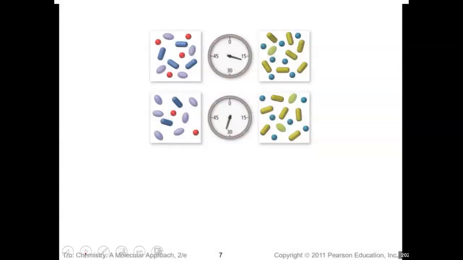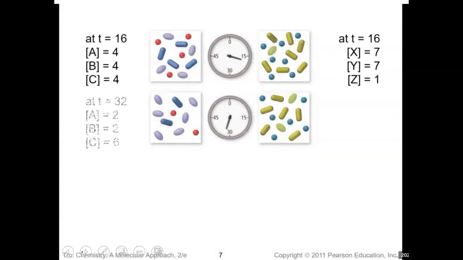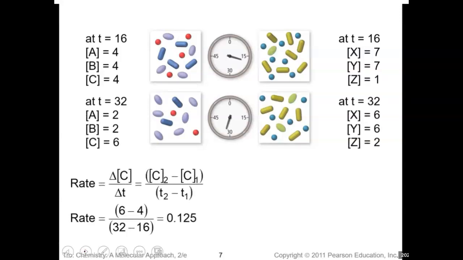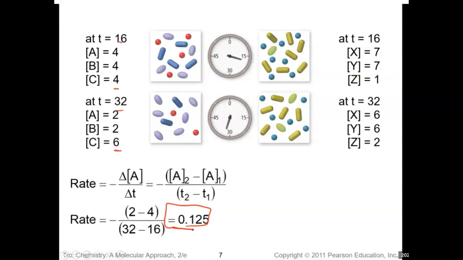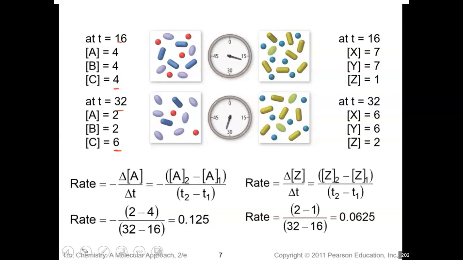Okay, so we're going to go a little quicker. So here's time equals 16 to time equals 32. And again, to figure out the rates of our reaction, you can see our rate has now changed. Now it is at 0.125 because if we look at C, 6 minus 4, over 32 minus 16, the rate of our reaction is 0.125. Okay, if we look at our next one, we have 2 minus 1 over 32 minus 16, 0.0625.